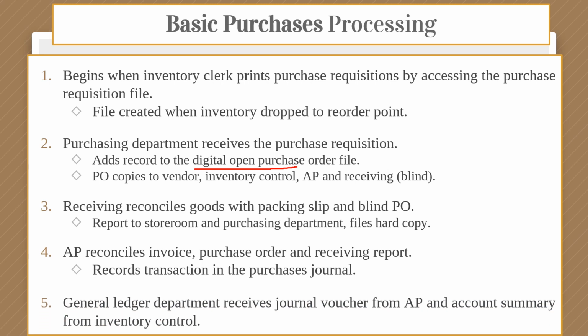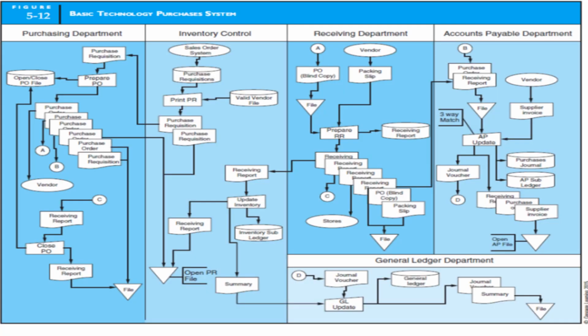Lastly, the general ledger department receives the journal vouchers from the accounts payable department and account summary from inventory control, and will update the general ledger. Okay, so this is the basic technology purchasing system, and you can see here we have too much process based on the department.